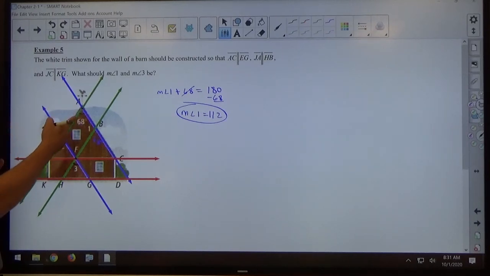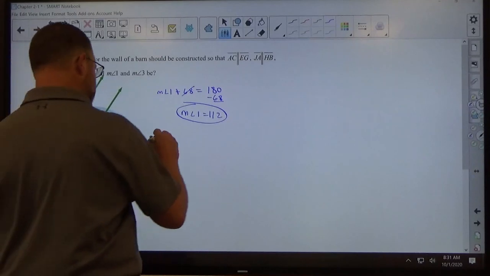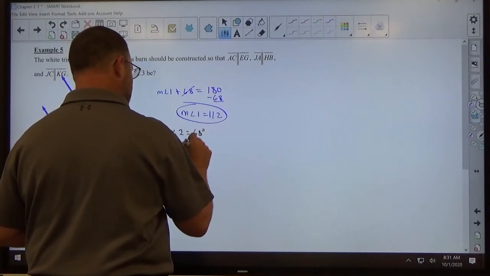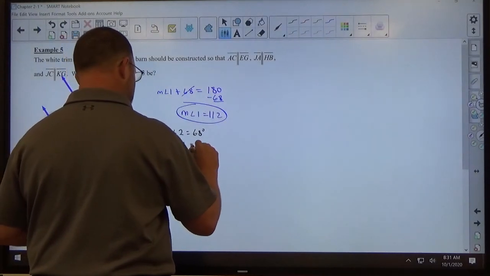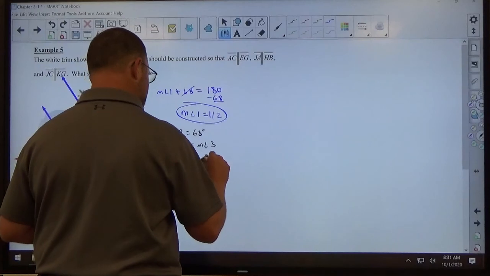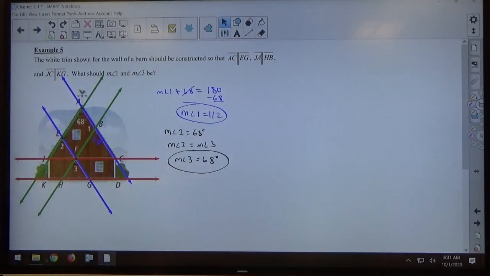So what I'm looking at is 68 is the same as 2, and 2 is the same as 3. So angle 3 must be 68 degrees. Measure of angle 2 equals 68 degrees. Measure of angle 2 equals measure of angle 3. So measure of angle 3 is 68 degrees. And just for extra bonus there, I threw an angle 2.